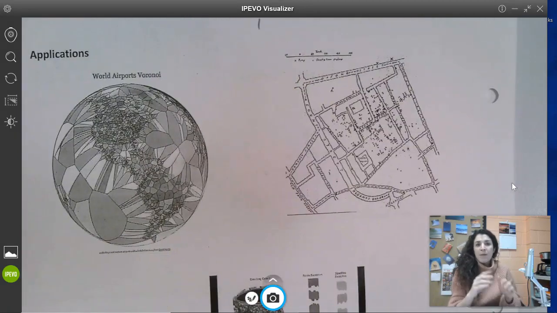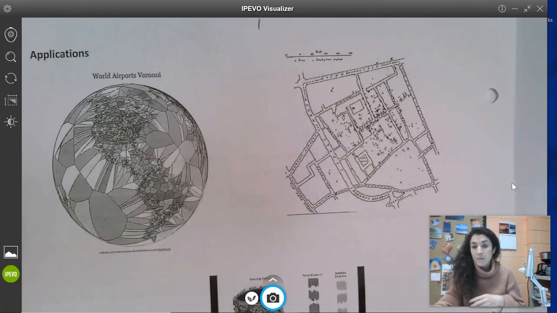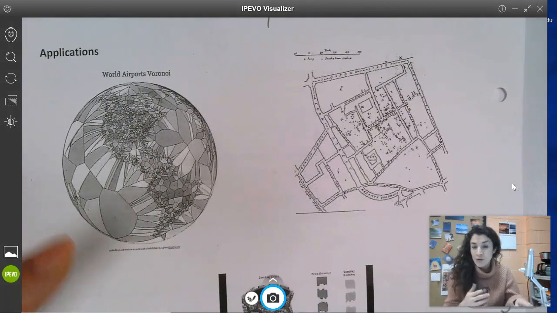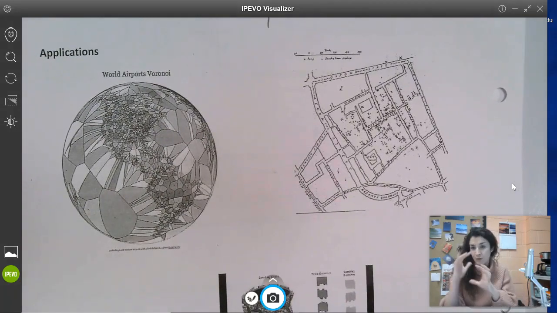Let's talk for a minute about why or how we might apply Voronoi diagrams. Basically, anything that you can think of in regards to what I would want to represent spatial proximity to, you would use a Voronoi diagram, or you could use a Voronoi diagram to talk about it. So this is a 3D Voronoi diagram. On the app, you could turn it around and see the world, which is cool. And it's the world airports as a Voronoi diagram.